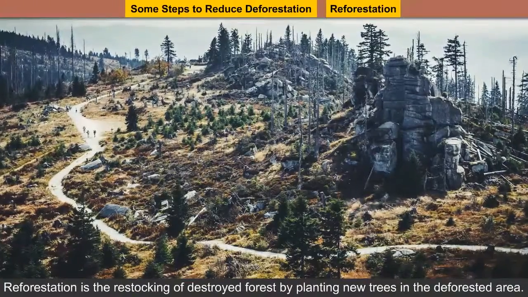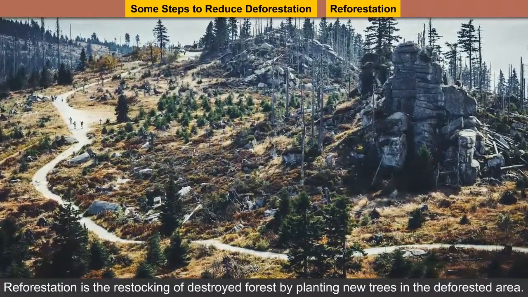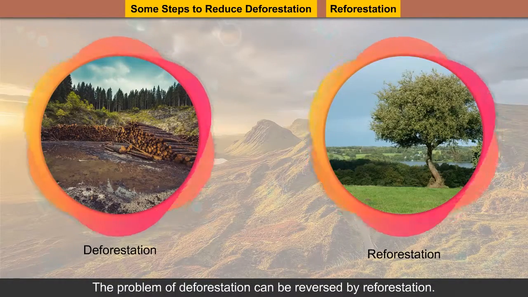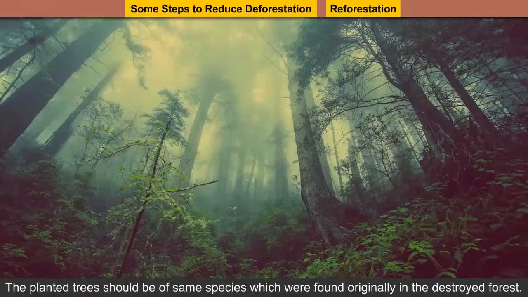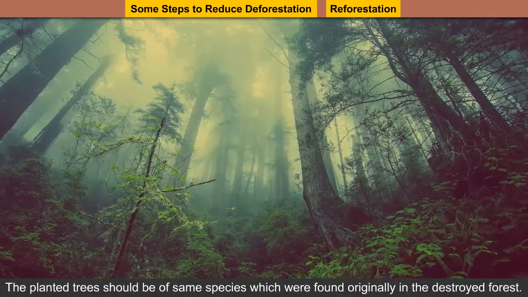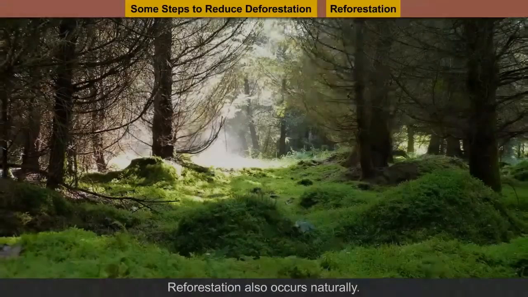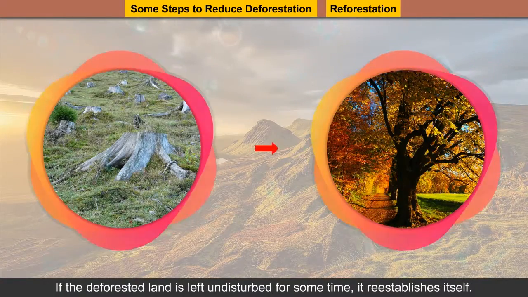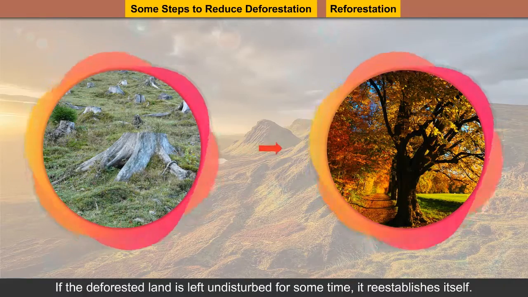Reforestation. Reforestation is the restocking of destroyed forest by planting new trees in the deforested area. The problem of deforestation can be reversed by reforestation. The planted trees should be of the same species which were found originally in the destroyed forest. Restoration also occurs naturally. If the deforested land is left undisturbed for some time, it re-establishes itself.